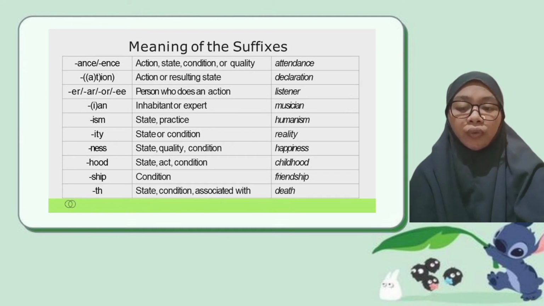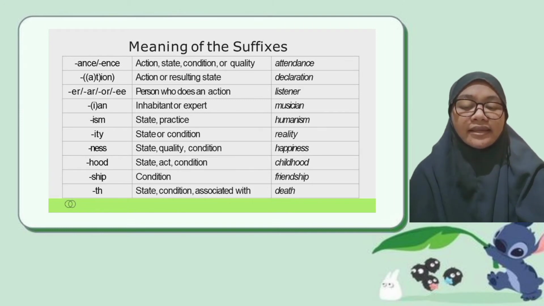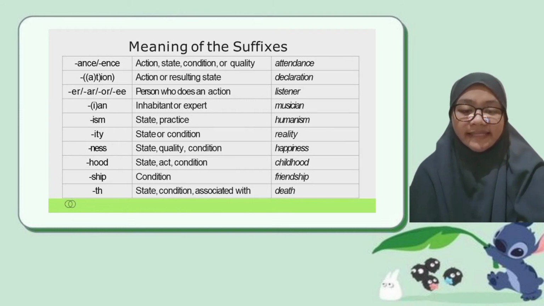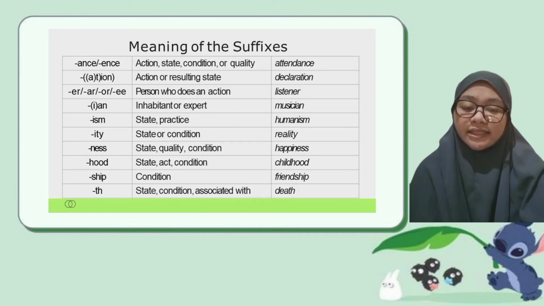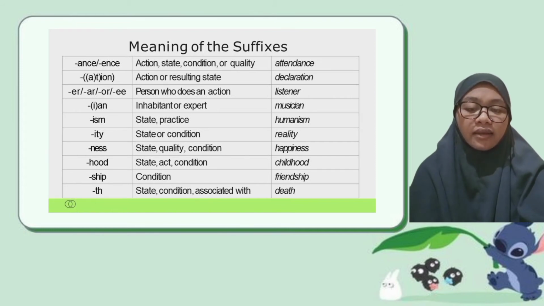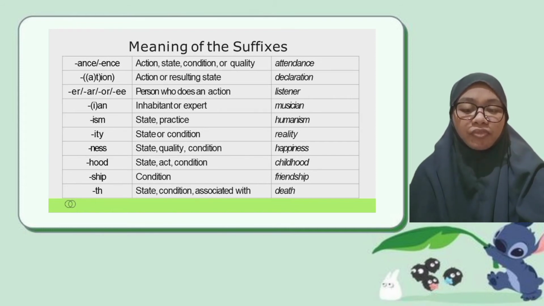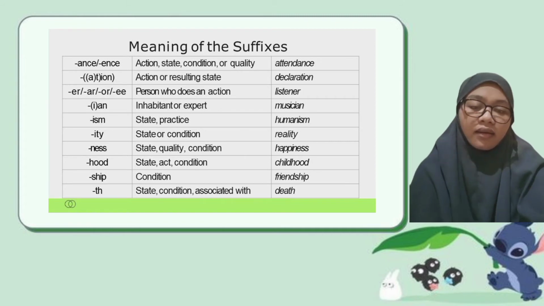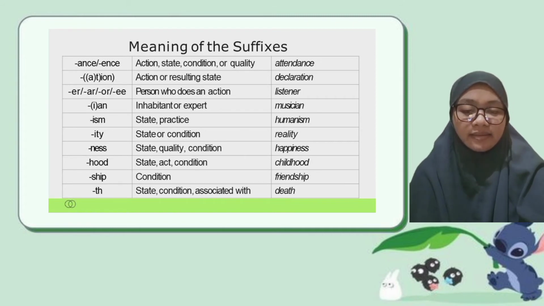The next is -hood. The meaning is state, act, condition. And the example word is childhood. The next is -ship. The meaning is condition. The example word is friendship. The last one is -ist. The meaning is state, condition, associated with. The example word is that.